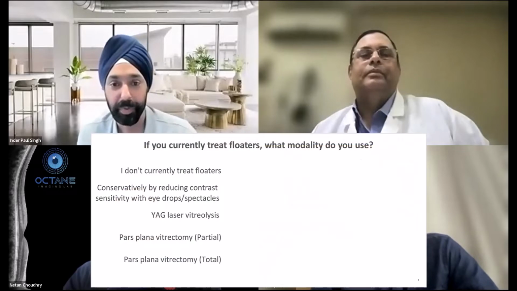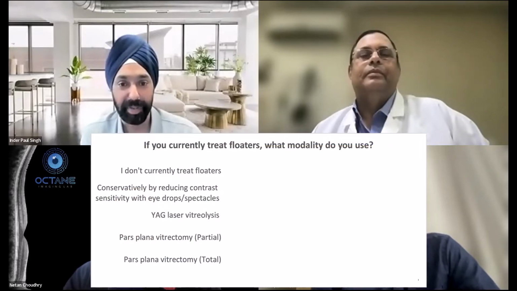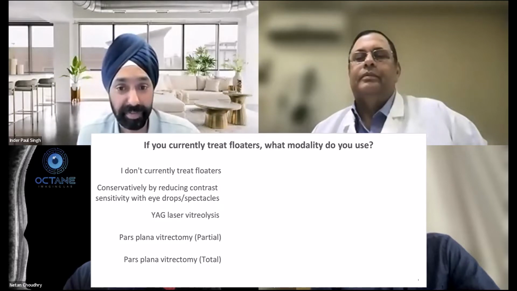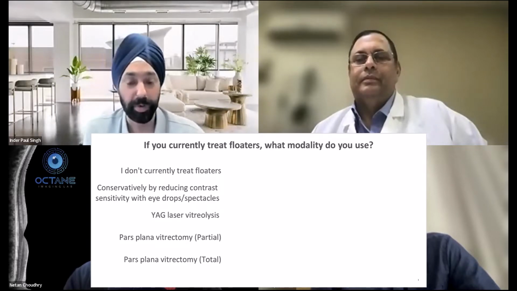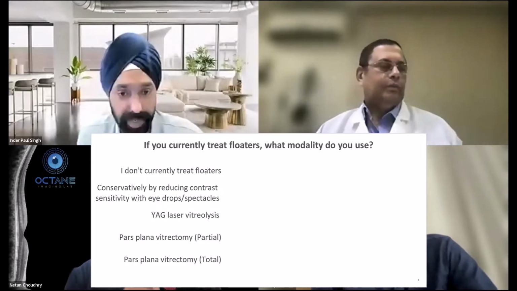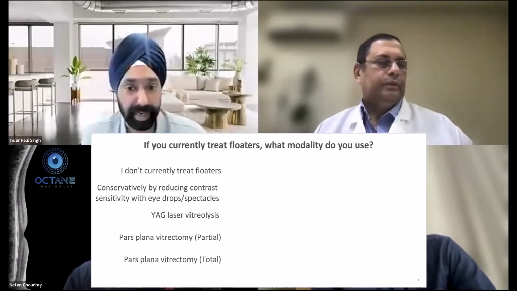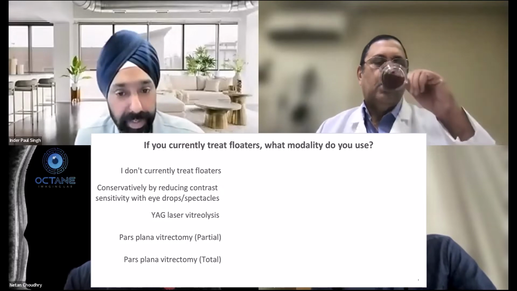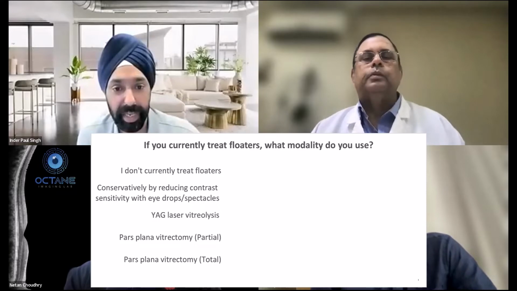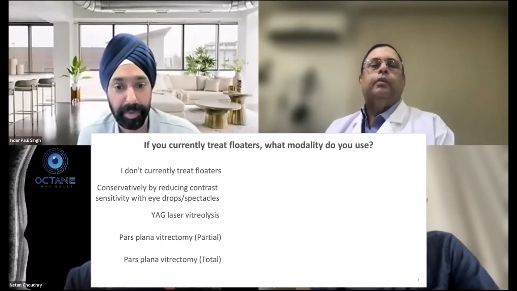Exactly. There we go. And then the last one here, we have, how are floaters treated? This is what we talked about earlier. You can have no treatment right now, conservatively, which is just basically drops. There's some low dose atropine or other ways of helping reduce symptoms. YAG laser vitreolysis. We have vitrectomy, pars plana partial, like a core vitrectomy, or total vitrectomy. So please feel free to answer, and multiple choice is also acceptable.